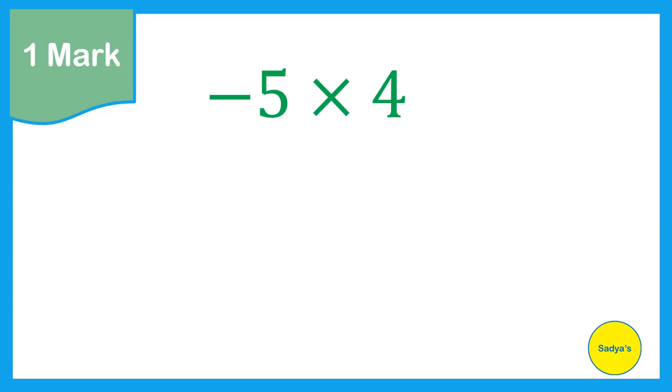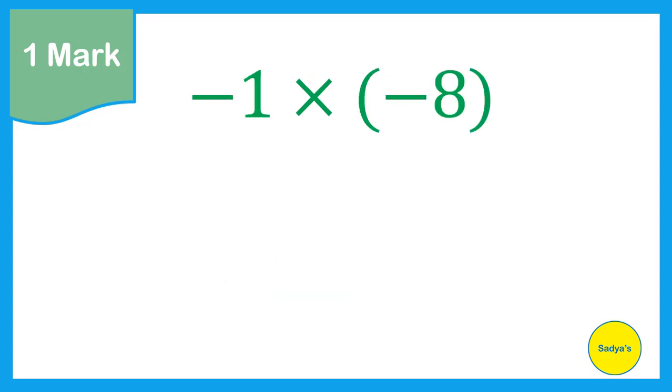Question number 2. What is negative 5 into 4? The answer is negative 20. Give yourself 1 mark if you have answered it correctly. Question number 3. Negative 1 into negative 8. The answer is 8. Again, award yourself 1 mark if you have answered this question correctly.